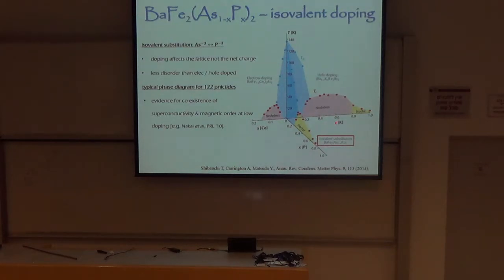Here's a generalized phase diagram. You can see that the phase diagram for electron doping looks very similar to the phase diagram for hole doping, and for the isovalent substitution. I'll note that we're actually measuring a standard sample.